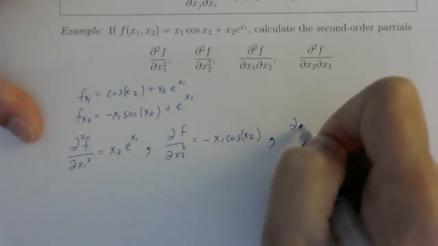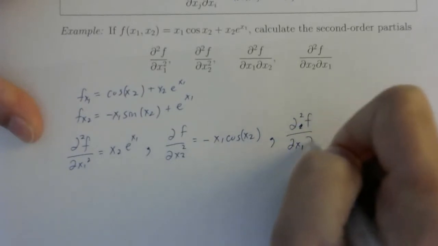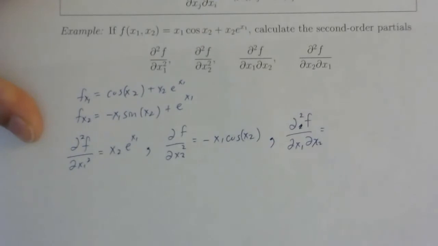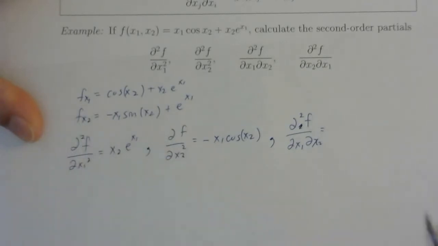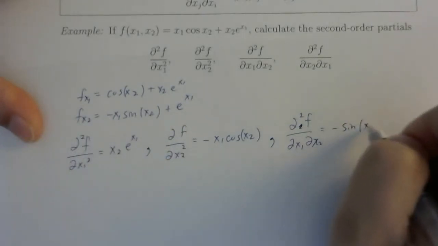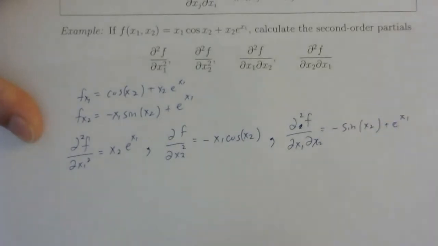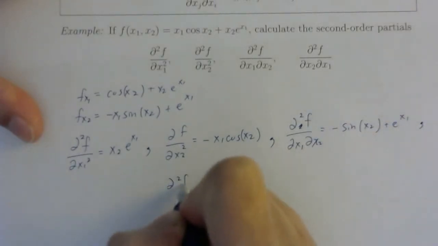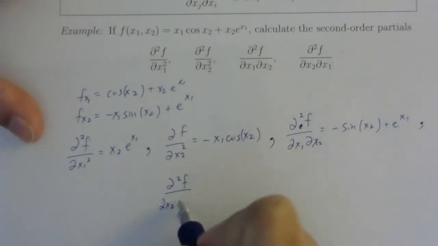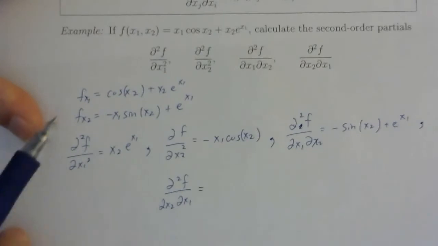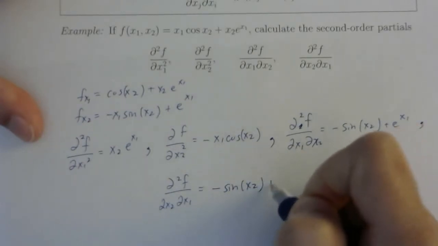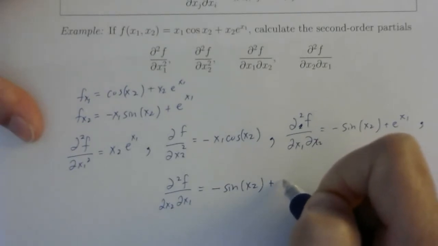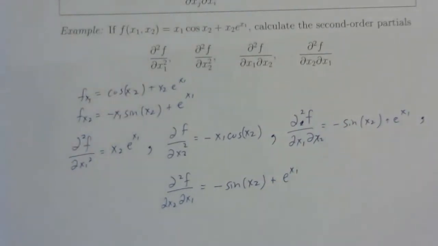The first mixed partial, x1, x2, we know from the notation above, we have to take fx2 and now take the derivative with respect to x1. So this is minus sine x2 plus e to the x1. And finally, the second partial that's mixed with respect to x1 and then x2. So I take fx1 and now the derivative with respect to x2. Cosine becomes a minus sine x2. And x2 e to the x1 is just e to the x1 because it's linear in x2.